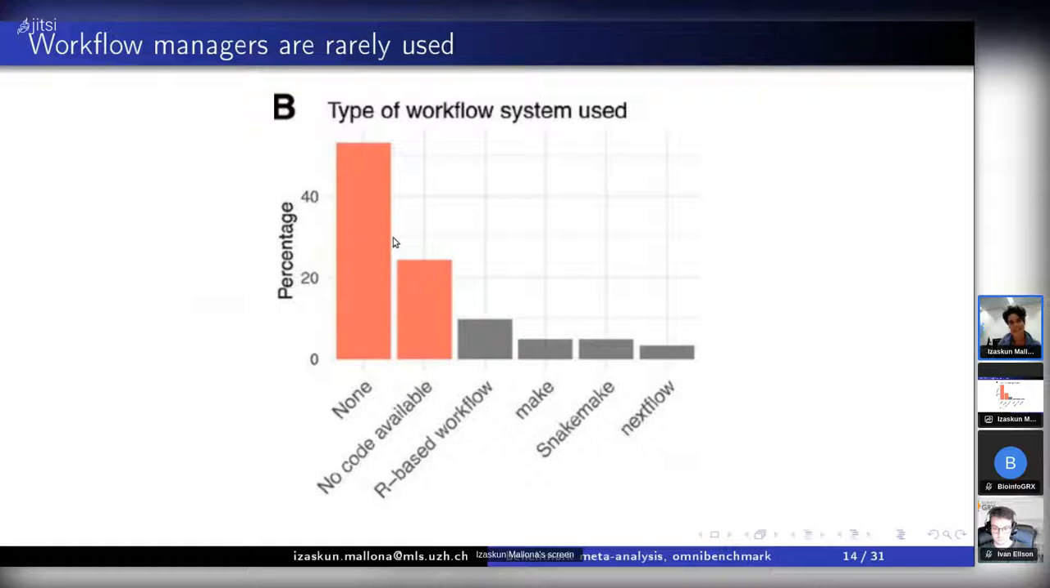And even more interesting, the second top category of having a workflow language was, well, we don't know, because there is no code available, which is quite interesting, right? Then we have several cases with R-based workflows, and then the most normal workflows I could imagine, like Make, the traditional Make, or Nextflow.